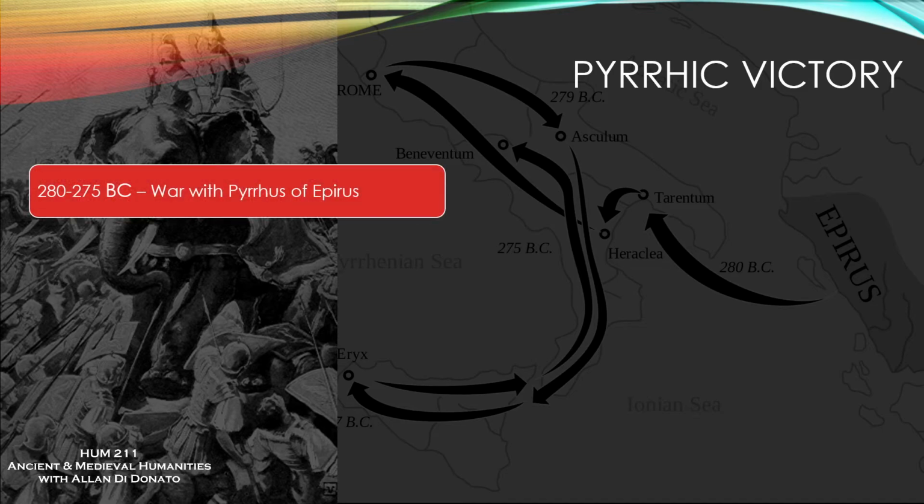From 280 to 275, you've got a war with Pyrrhus. Now, Pyrrhus was from Epirus. He was the king of Epirus. He's basically a relative, cousin or whatnot, of Alexander the Great. Remember, his mother, Olympia, was from Epirus.